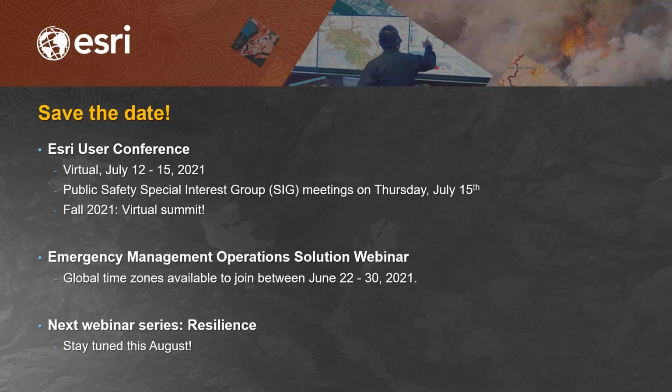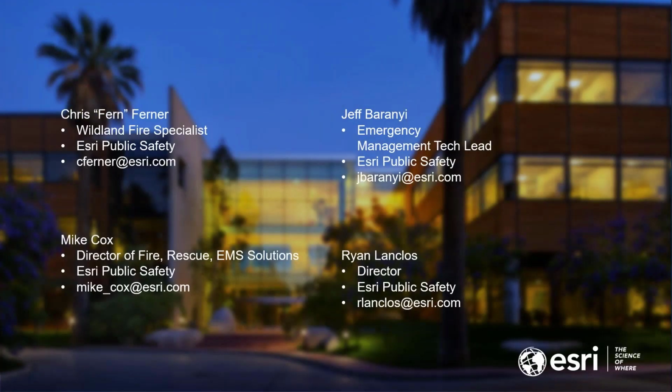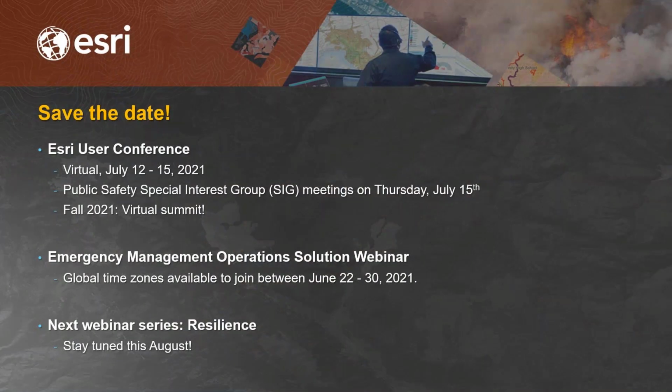We are getting to the end of the webinar here, and I just want to make sure that you had information on some upcoming events. Our UC is occurring July 12th through 15th. It is virtual once again, and we will be having public safety special interest groups, or SIGs, on Thursday, July 15th. So please register for that and join what was last year about 80,000 folks that attended the virtual user conference. We are planning our public safety summit and public safety and security summit in late fall or early winter. So look for additional information on that.